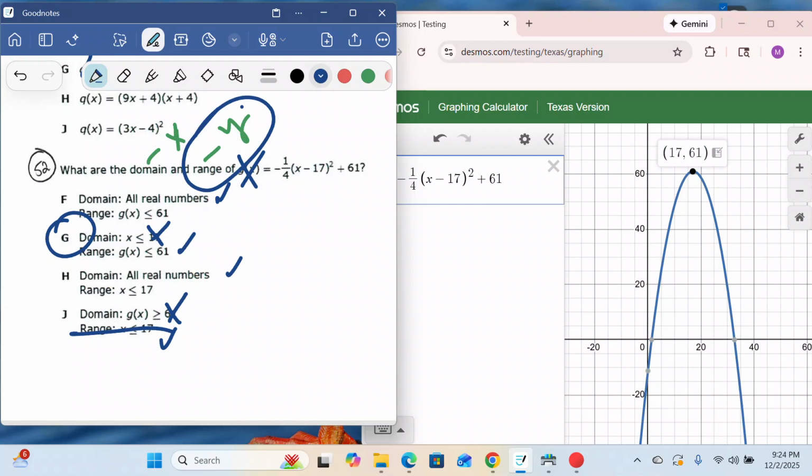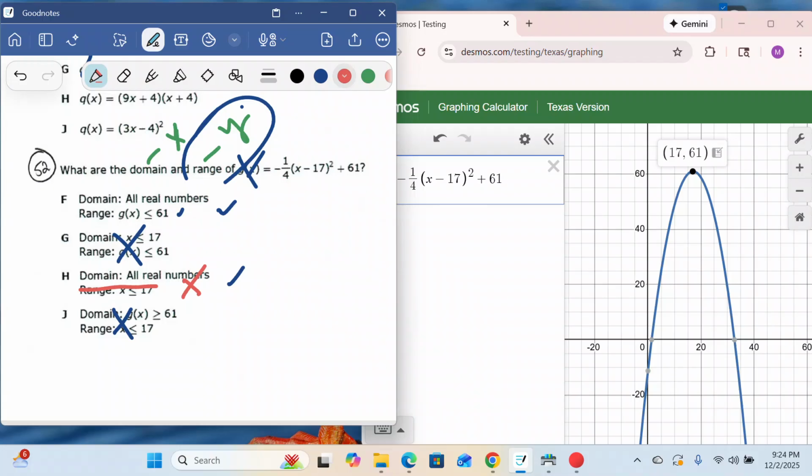Hold on. Backtrack. This is incorrect. So, backtracking. It could be H or it can be F. G is wrong because the domain is all real numbers. J is wrong because the domain is not g of x. Now I can either have range of less than or equal to 61, which is this one, or I can have x is less than or equal to 17. Remember, the range is not an x, the range is a y. Same type of concept. I know this one is wrong, so this one is wrong.